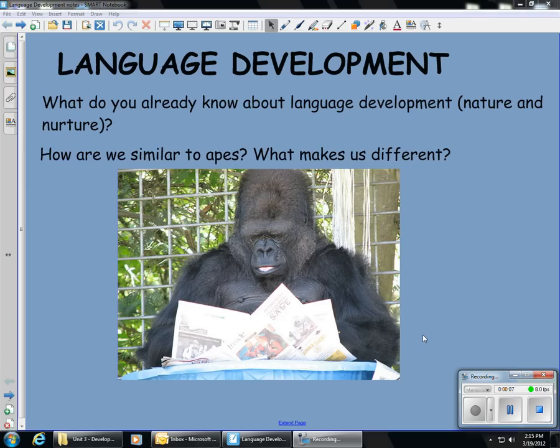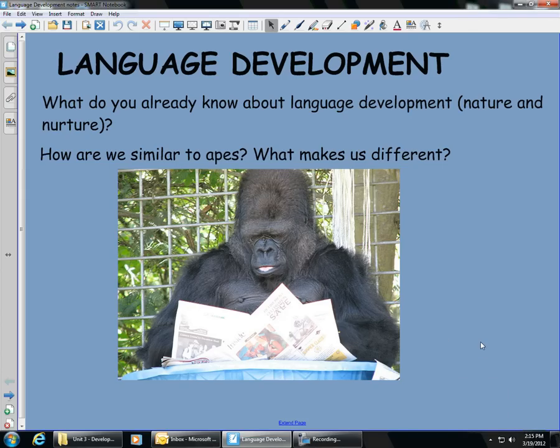When we're talking about developmental psychology, we can talk about physical development and how young people change over time and how they develop in terms of their muscles and motor skills and things like that. Second piece that we can talk about is how they develop language.